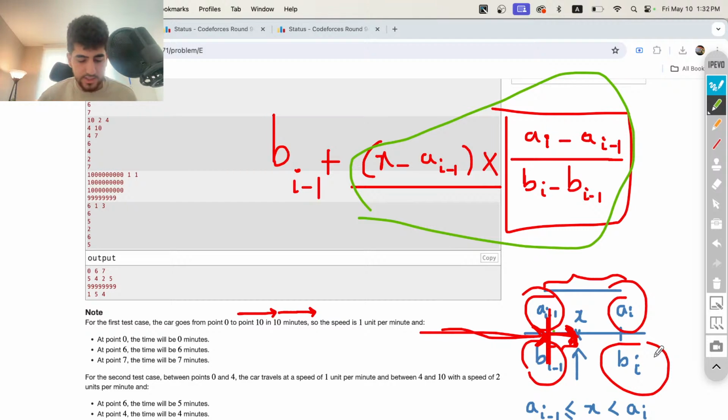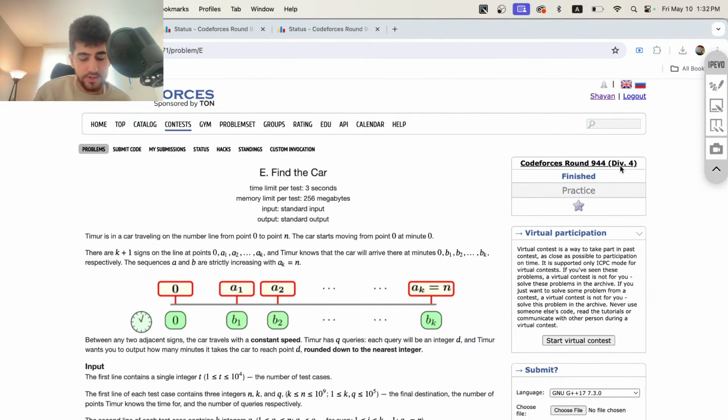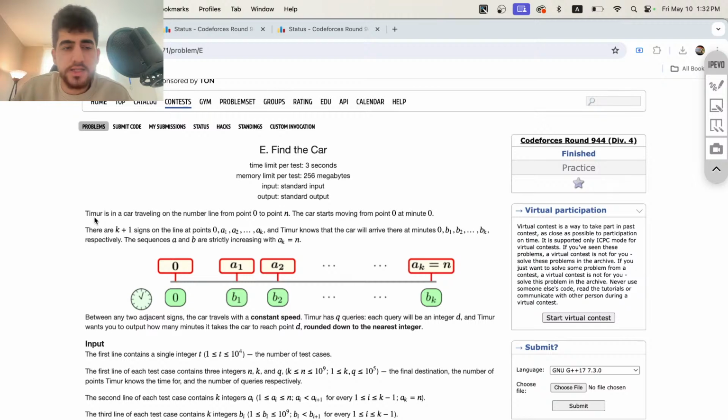Yes, I see that some of you didn't understand it well, so I will explain it again. Some people are saying that they didn't understand the question, so let me first explain the question again. Let us read the statement again.